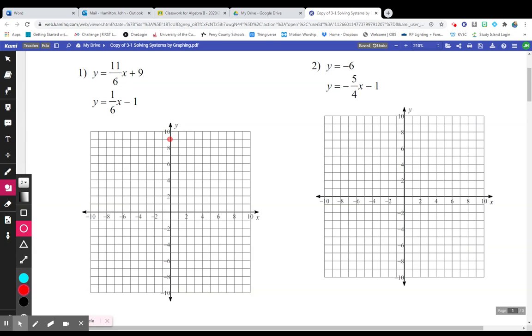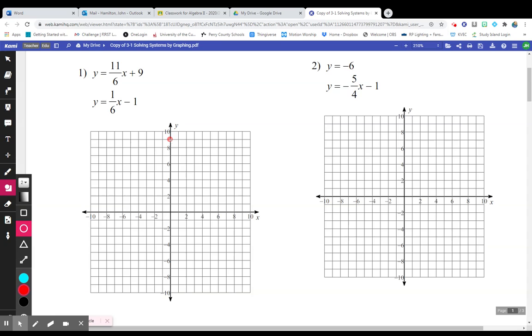Now you're going to think automatically, wait a minute, that says I've got to go up 11 and over 6. Well, I'm already at the top of my graph. Well, keep in mind that that is a positive slope, and that doesn't mean that you can't go down and to the left, because down and to the left would be negative over negative, which would end up being positive. So let's just work this out. It means we need to go down 11 and to the left 6.